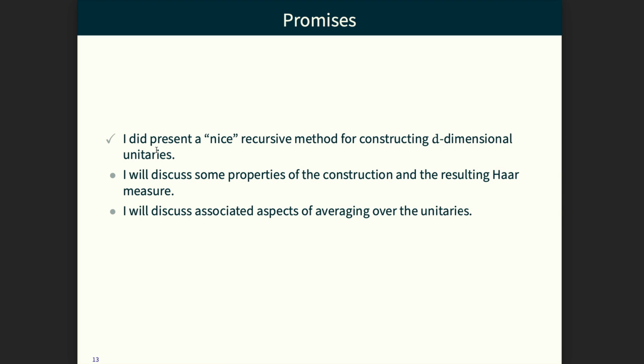Okay, so hopefully that was a nice recursive method for constructing d-dimensional unitaries. If you don't want to break it up all the way into 2x2 boxes, you can still take an SU3 part, and stick something in the middle, and then it will work. It will give you an SU4. Counting parameters becomes a little harder, but it's okay. It's doable.